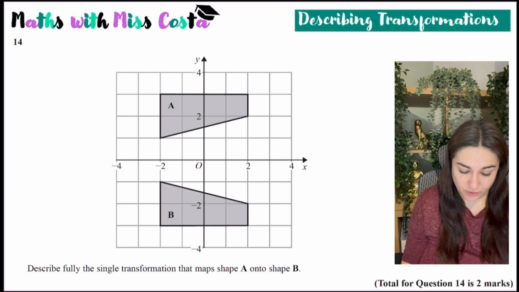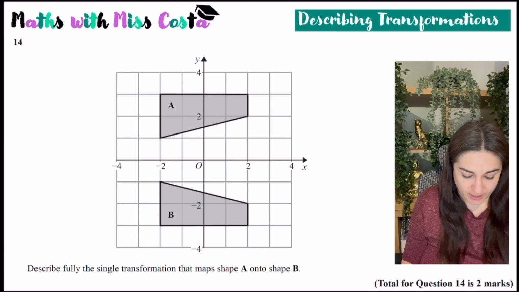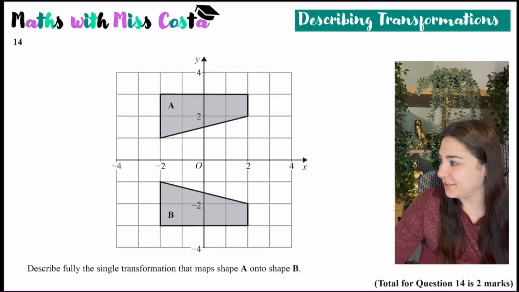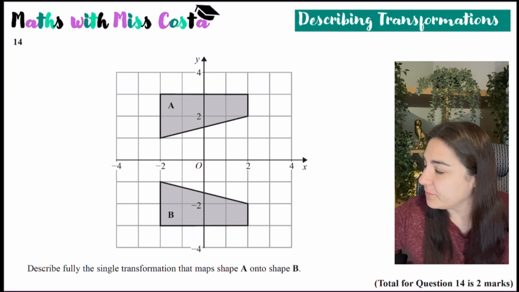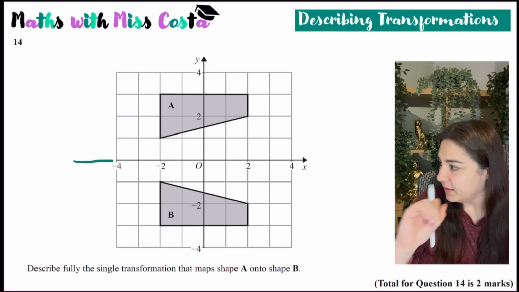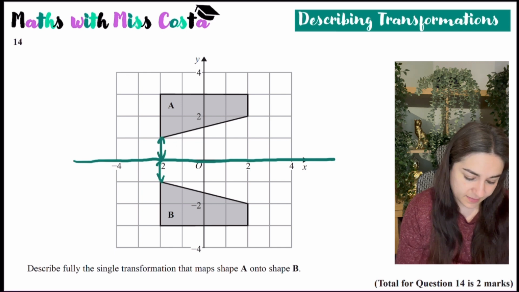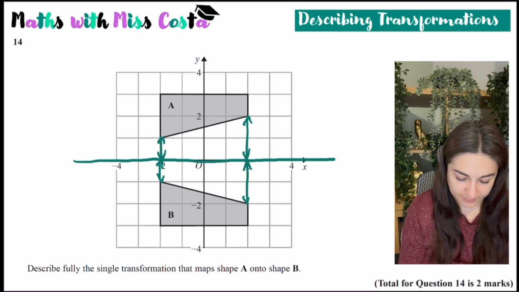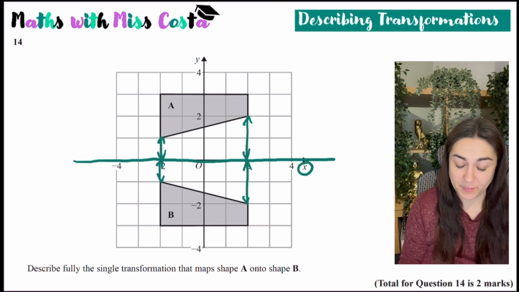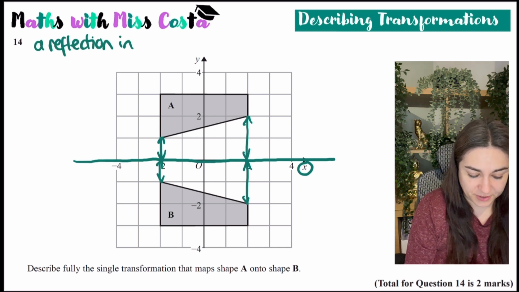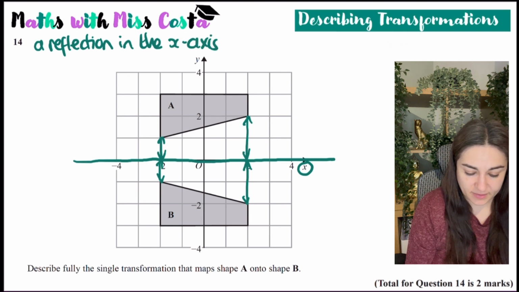So what you want to do when you're looking at a reflection is find where the midway point is. That's called the line of reflection. So in this case, we can look at it, and where's the halfway point? Over here, this point here and this point here have a distance of 1 square. Over here, this point here and this point here have a distance of 2 squares. So that is my halfway point. Now this is the x-axis, so I'd say it's a reflection in the x-axis. That's all you need to do.